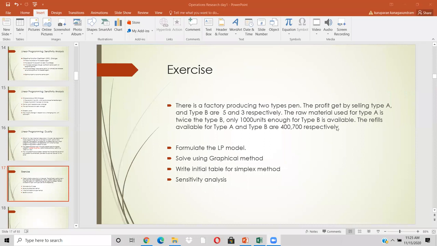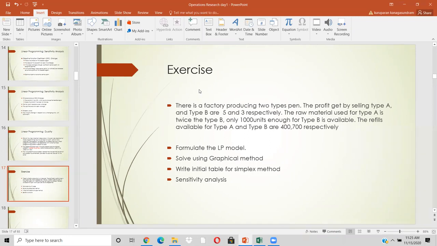First of all, look at this question. There is a factory producing two types of pen. We can say type A and type B are the two types. The profit gained by selling type A and type B are 5 and 3 respectively. They are getting a profit of $5 from type A and $3 from type B.